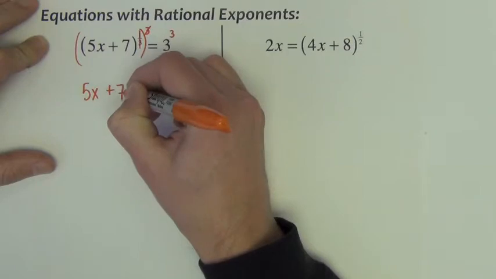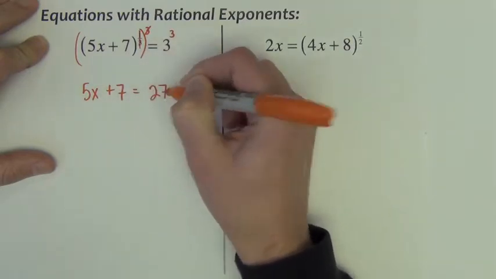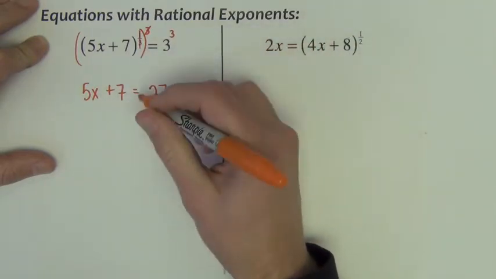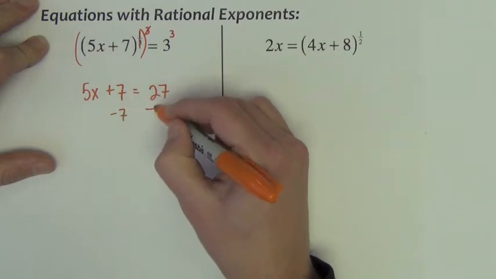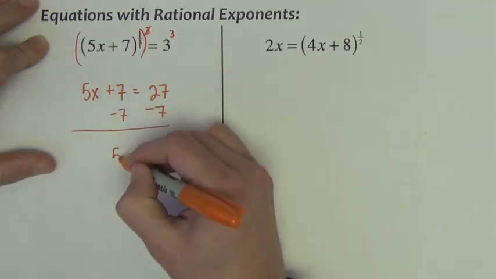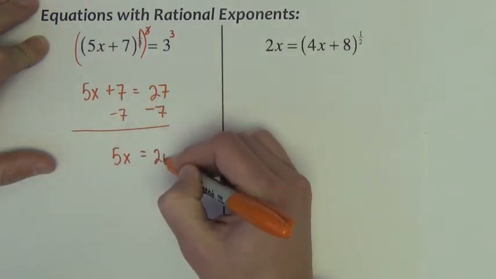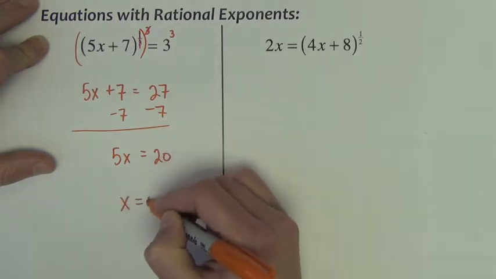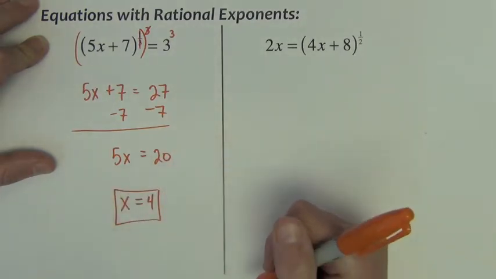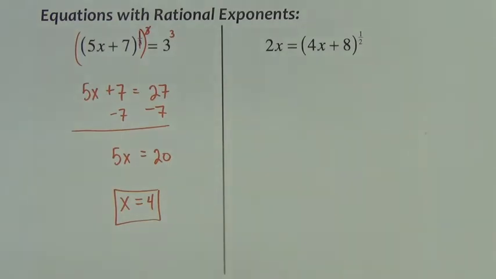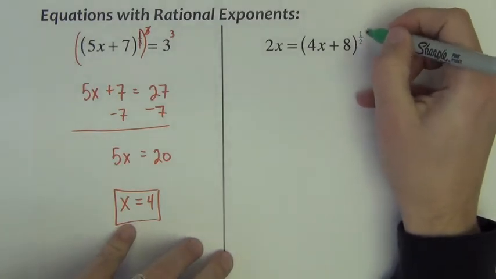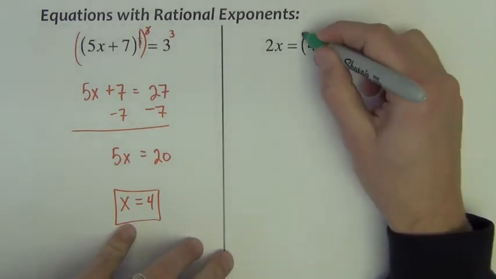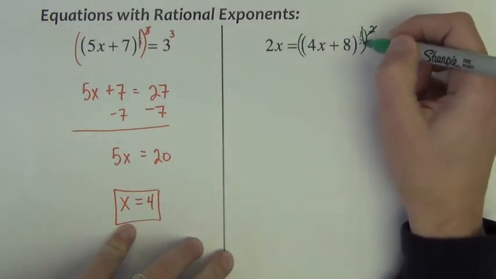We have 5x plus 7 equals 27, and now it's just a standard two-step equation to solve. Minus 7 from both sides. We get 5x equals 20, divide by 5, and we get x equals 4. Okay, the last problem here, it's a 1/2 power. A 1/2 power is a square root, so we raise both sides to the second power.